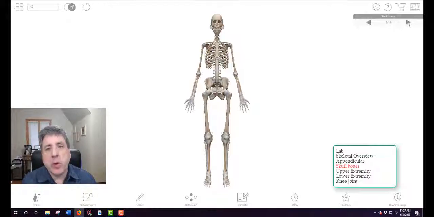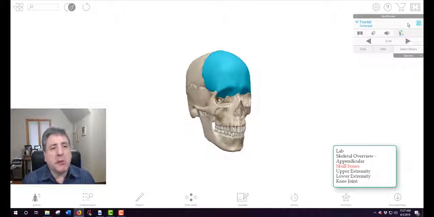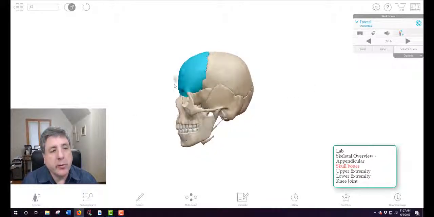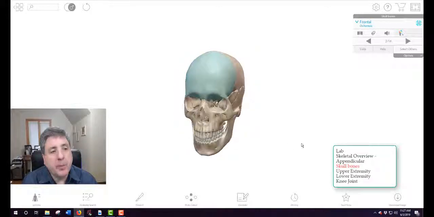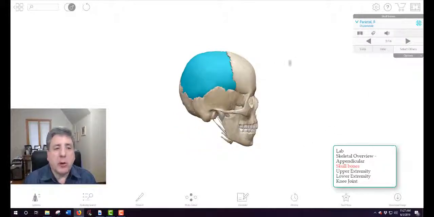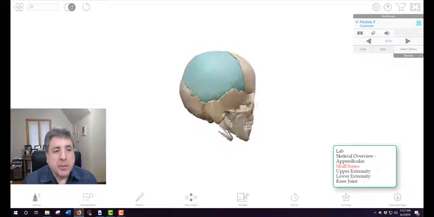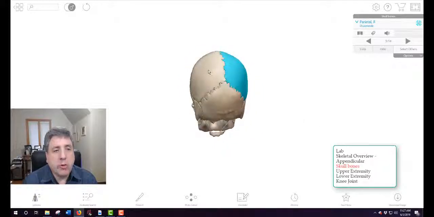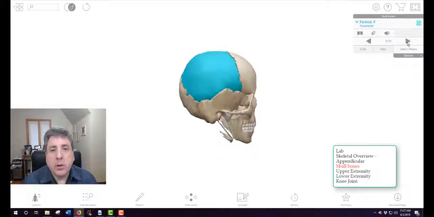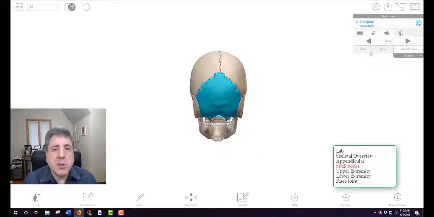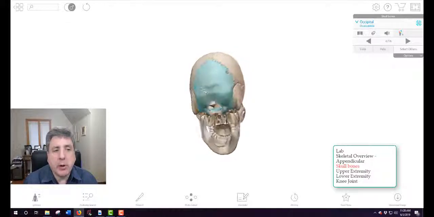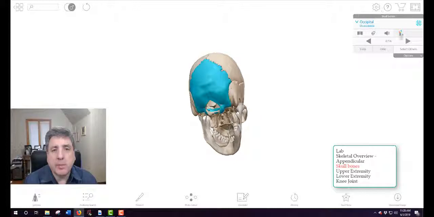Okay, the first bone that we're going to be looking at is the frontal bone. The frontal bone is obviously in the front, so this is anterior. That's a single bone. The second bone we're going to be looking at is the parietal bone, and there are two of those, a right and left parietal bone. The third bone is the occipital bone. The occipital bone forms the posterior and inferior surface of the skull.